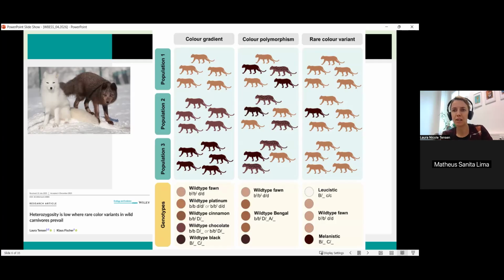And on the very right, this is what we call a rare color variant. This is typically in these small effective populations where occasionally a rare color variant pops out. And there's different genotypes associated with these three groups. And I think the main message is here that typically what you would expect with rare color variants is that it's rare recessive alleles being expressed when they start to occur in homozygosity, typically due to the effect of inbreeding.